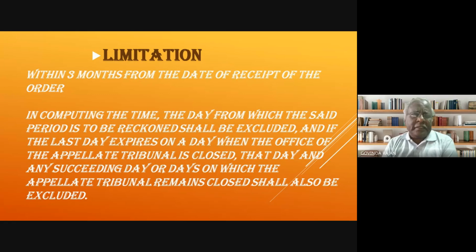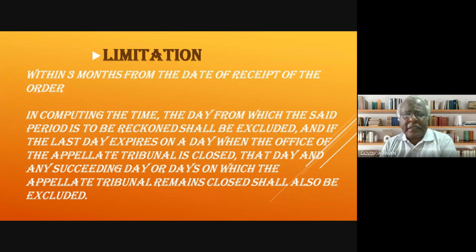In these rules also, 3 months is prescribed as the limitation for filing an appeal from the date of receipt of the order, not the date of the order. So you have to be careful. Even today, suppose the order has been pronounced, the order may be received next week or 1 month later. Whenever you receive the order, the limitation starts. So 3 months limitation. How to compute?